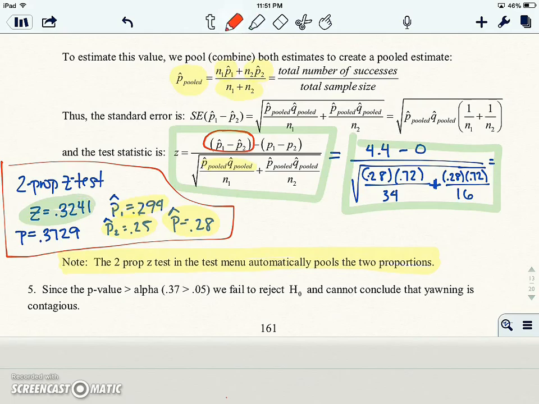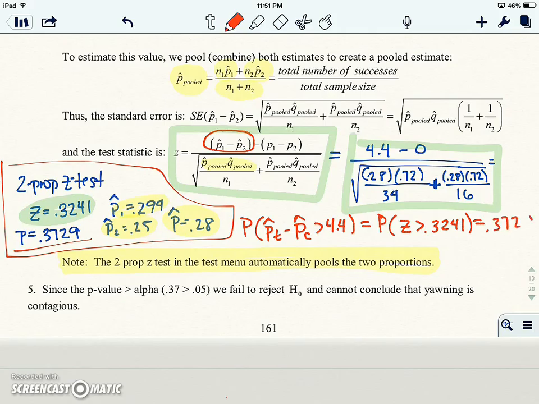And using that, what we're actually saying is what's the probability of getting a difference between the treatment group minus the control group being greater than or equal to 4.4%. And that's the same as the probability of getting a z-score greater than 0.3241. And in this case, that's fairly likely, which doesn't surprise me because my z-score is not that far away from 0. The p-value is 0.3729. I'm going to change that to percent to make sure that makes sense. And that is a fairly high probability, so it's not that rare.